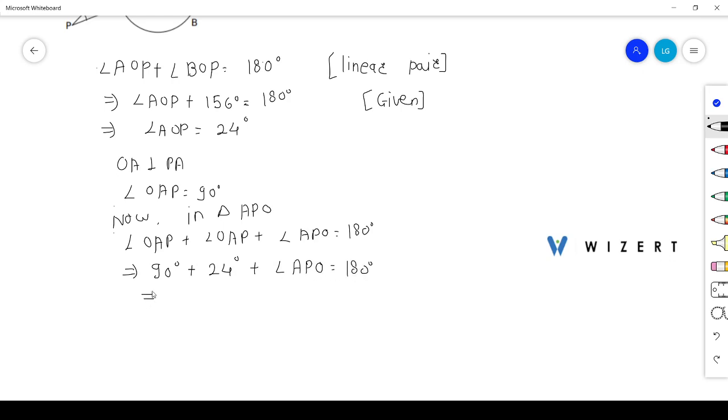So APO will be 180 degrees minus 90 degrees plus 24 degrees, so it will be 66 degrees. Hence, the measure of angle APO is 66 degrees.